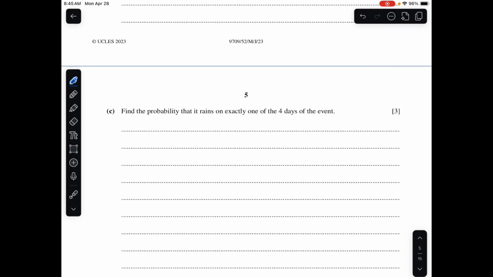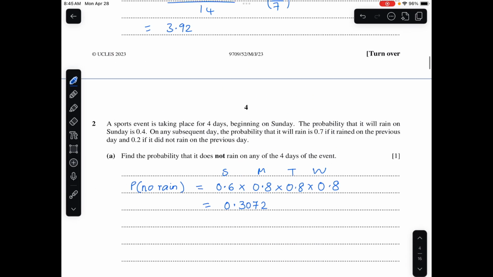Part C, find the probability that it rains on exactly one of the days in the event. So we have 4 days, Sunday, Monday, Tuesday, and Wednesday. It should rain on exactly one day of the event. So let's say it rains on Sunday, then it cannot rain on the other days, right? So no rain on the other days. So what would be the probability? The probability of raining on a Sunday would be 0.4.